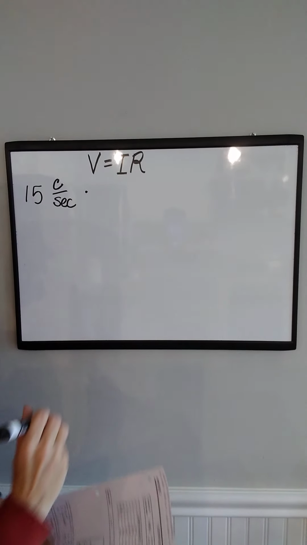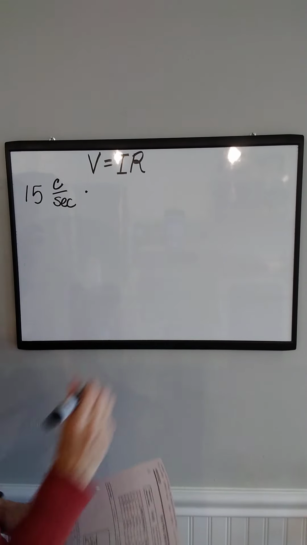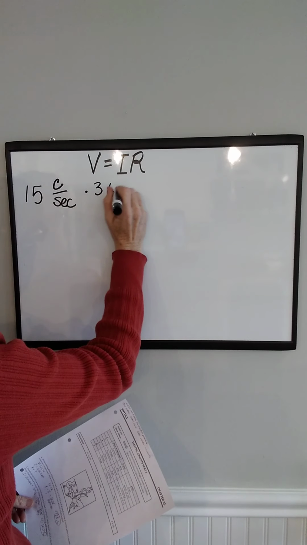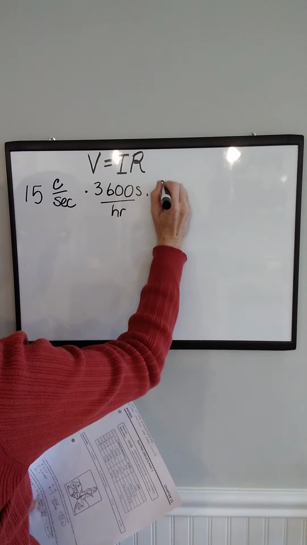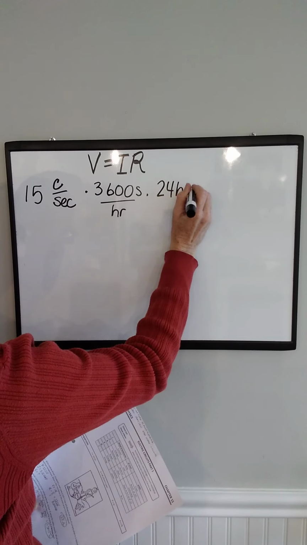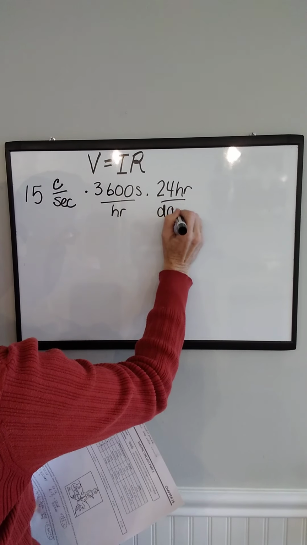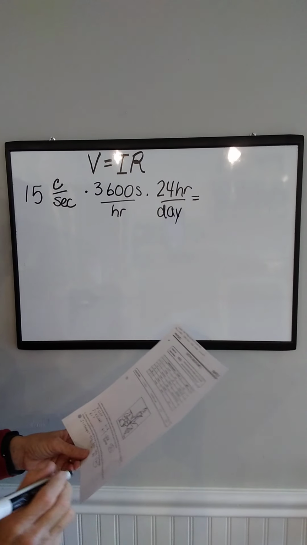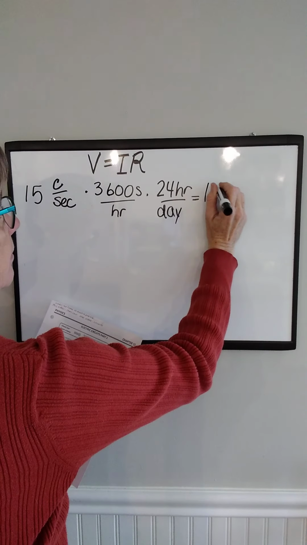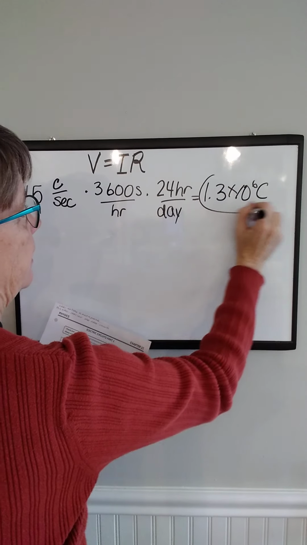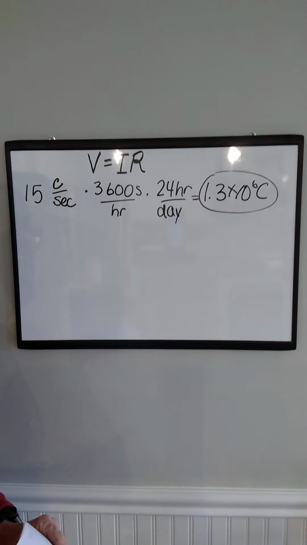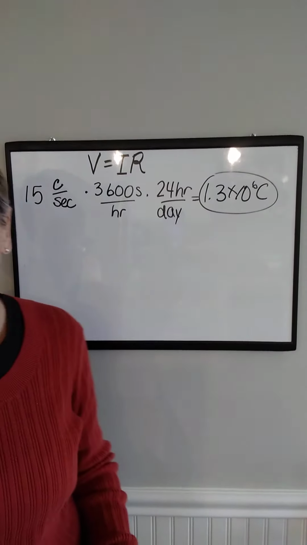We know there's 60 seconds per minute, 60 minutes per hour. So that's 3,600 seconds per hour times 24 hours in a day. And there's your answer. That's how much current can flow through your house in a day.